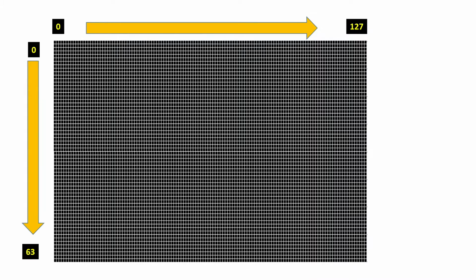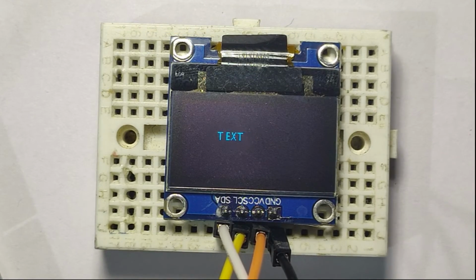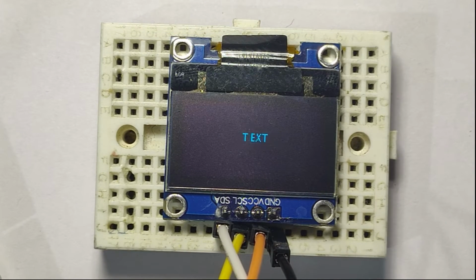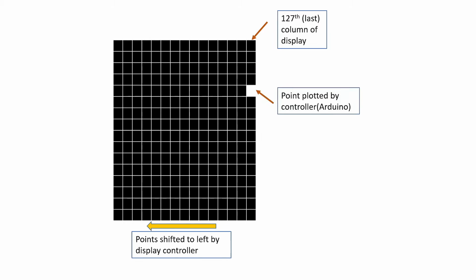0.96-inch OLED has 128 by 64 pixels, an SSD 1306 controller. It has one special feature: it can roll the display content from left to right and right to left. Because of this, we need to plot only one point on the rightmost pixel column, and then that point is rolled by the display controller SSD 1306 from right to left without using the main controller, which is Arduino. This feature of the display is very useful for plotting the rolling graph.